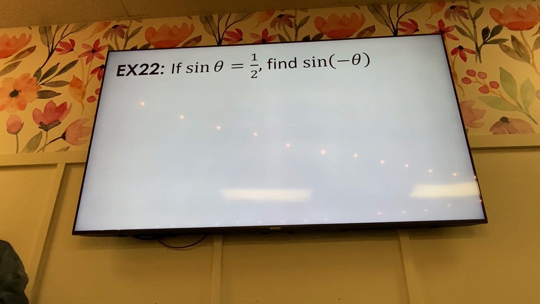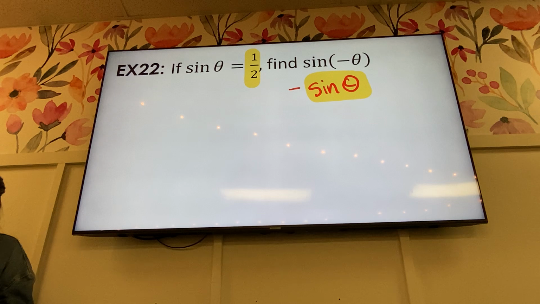All right, so if sine theta equals 1/2, what is sine negative theta? Because of the even, odd identities, I know that sine negative theta is the same thing as negative sine theta. And because of what was given, I know that sine theta is 1/2. So we can say that sine negative theta is going to be negative 1/2.